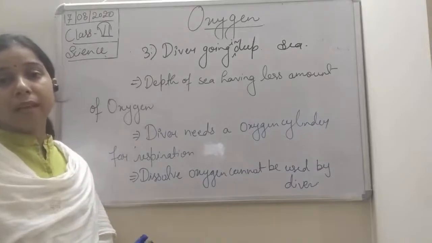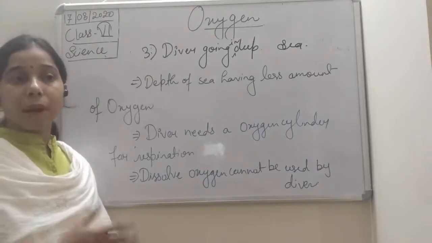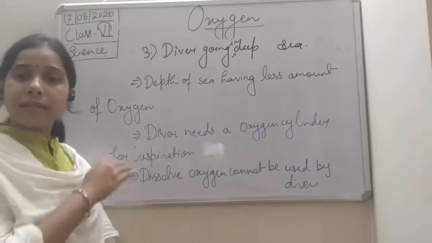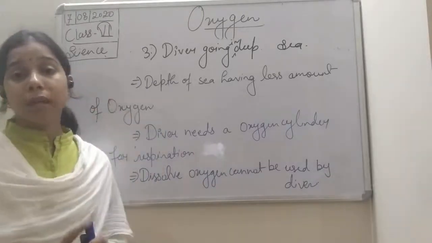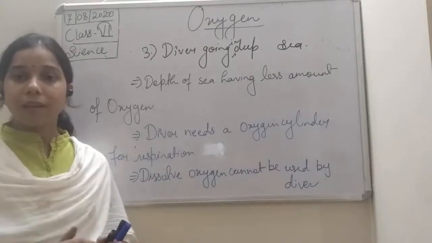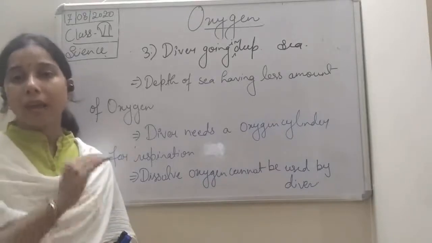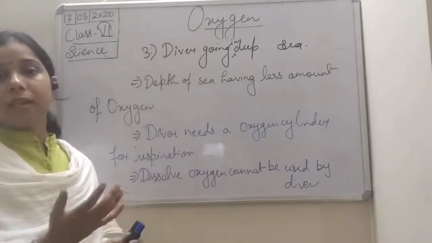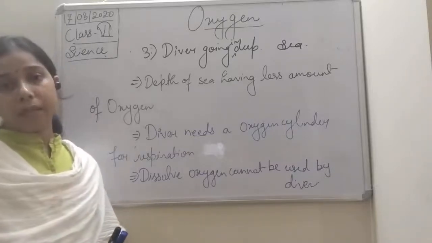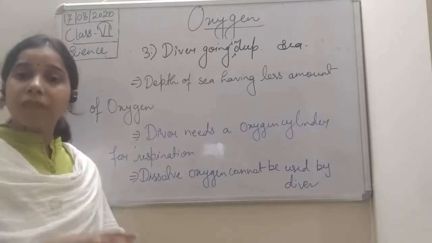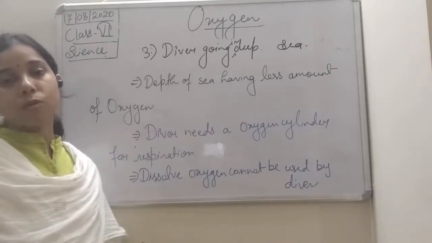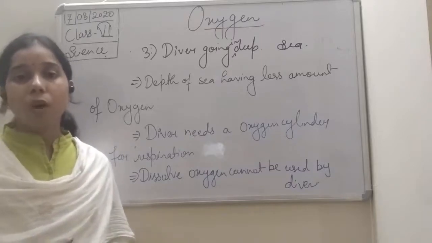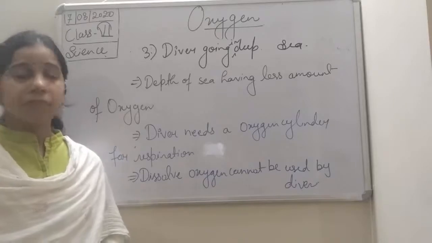You know that when mountaineers climb a mountain and go to a higher altitude, the amount of air goes on decreasing with the higher altitude. And since the amount of air is less, obviously the amount of oxygen will be less. So the mountaineer will not get a sufficient amount of oxygen to breathe, and for this purpose, they carry an oxygen cylinder with them.